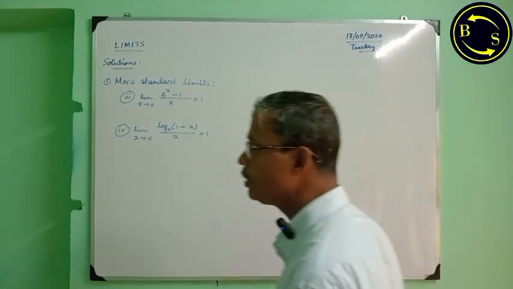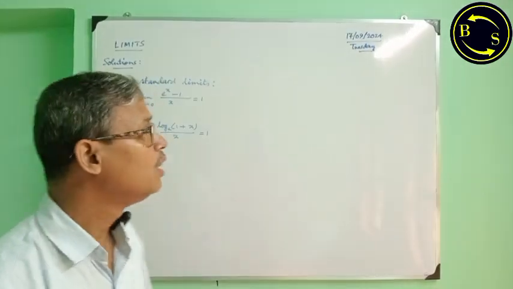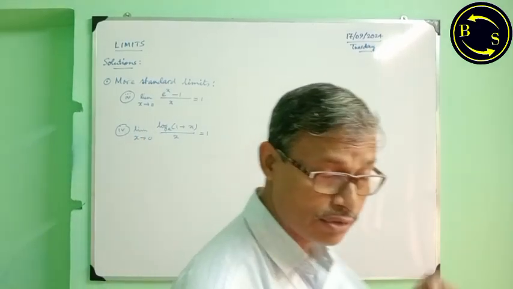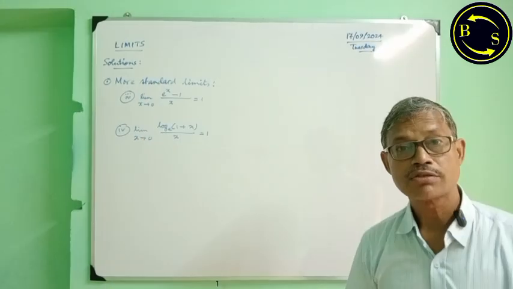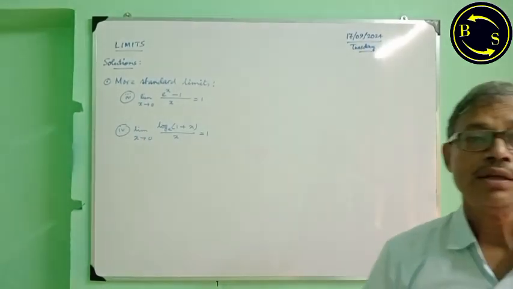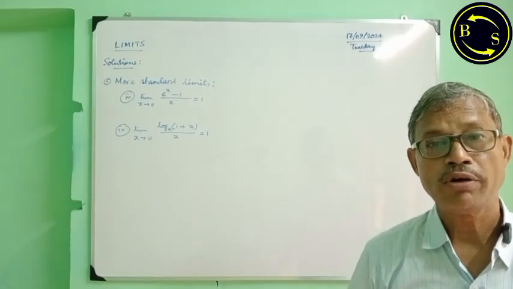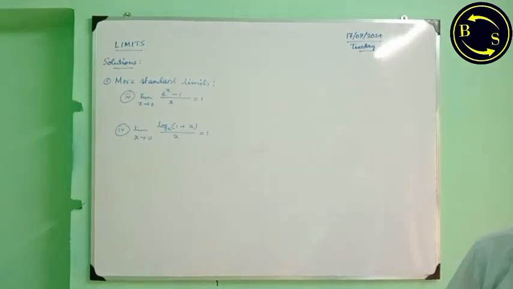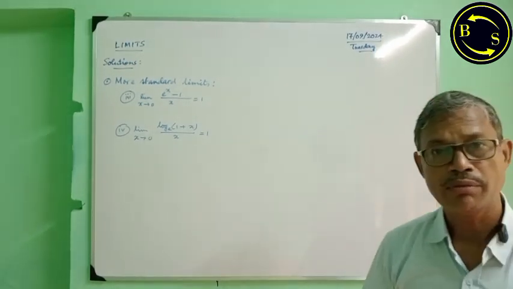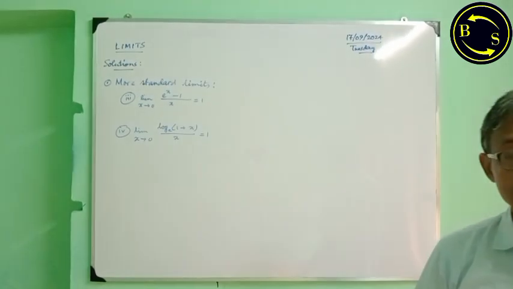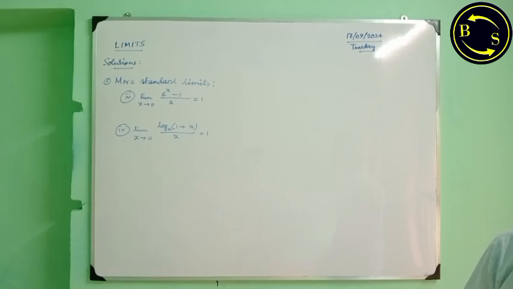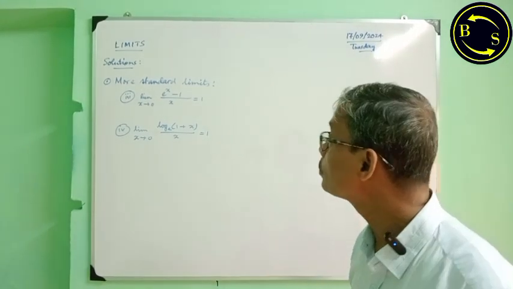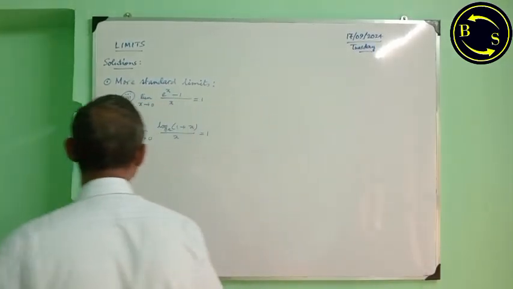I have mentioned in the earlier episode two standard limits. Number 1, limit x tends to a, x to the power n minus a to the power n at the numerator and x minus a at the denominator, that is equal to n a to the power n minus 1. Then limit x tends to 0, sin x by x is equal to 1. Then there are a few more standard limits. I have written here 2.